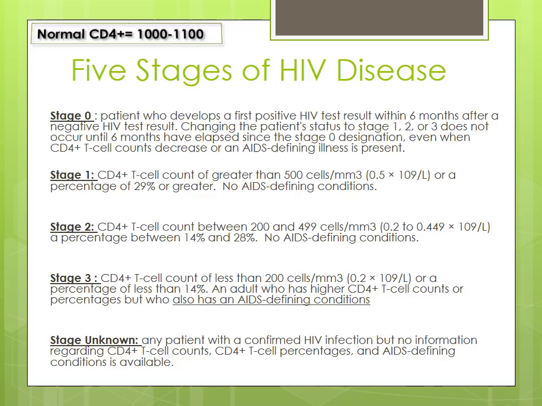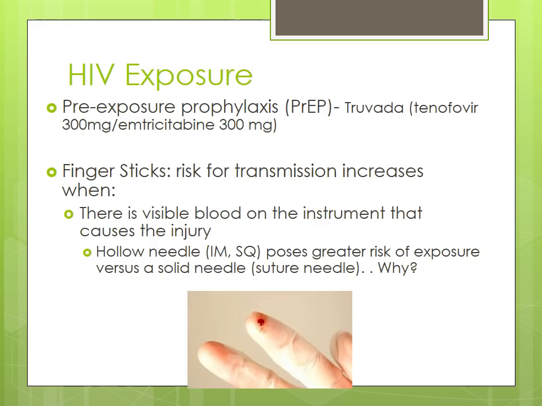Stage 3, though, is when there is documentation of an AIDS-defining condition, as well as a CD4 plus T cell count that's less than 200. But know that having an AIDS-defining condition is a bigger sign here. And at stage 3, they are classified as having AIDS. And then there are also unknown stages, where we don't have any information about their CD4 plus T cell counts, the percentages, or the AIDS-defining conditions. Note too that the normal CD4 count in a healthy individual is between 1,000 and 1,100.